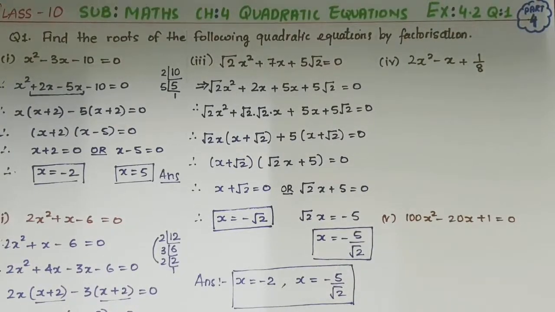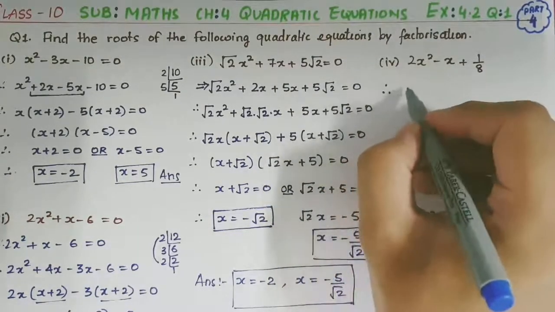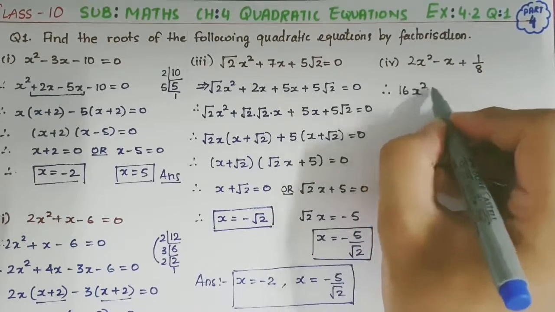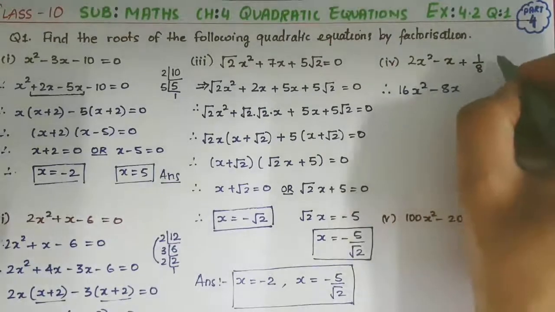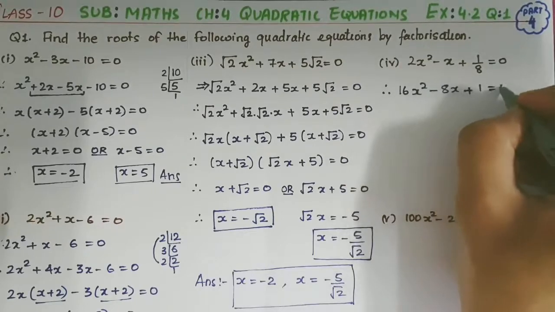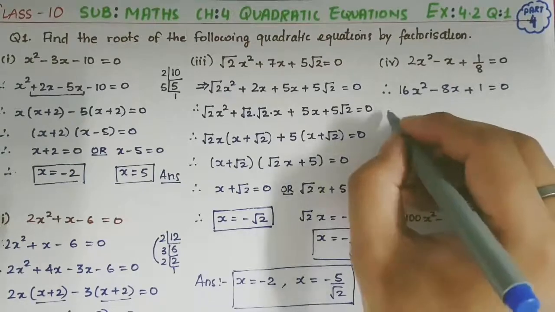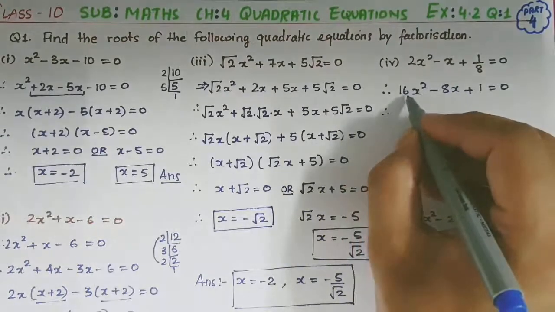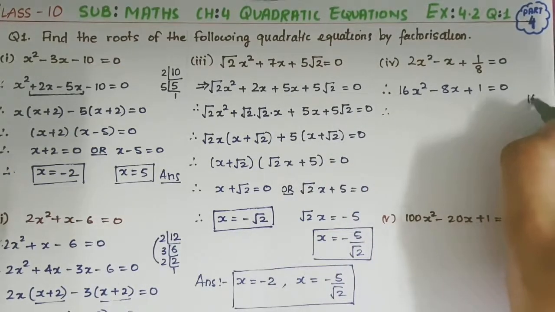The fourth question is 2x square minus x plus 1 upon 8. Okay, so we'll take the LCM over here. So this will be 16x square minus 8x. I have forgotten to write 0 over here, plus 1 equals to 0. Okay, if we take the LCM, 8 will be multiplied and it will be 0 over here. Okay, now we have 16 over here, so we'll do the method.